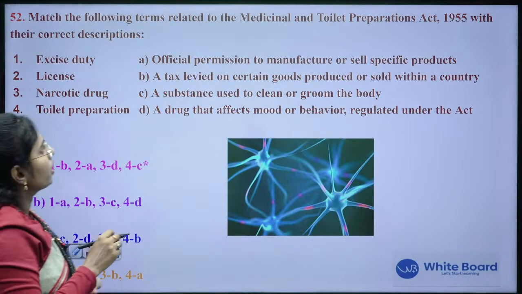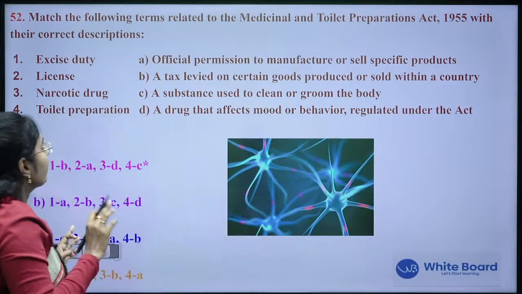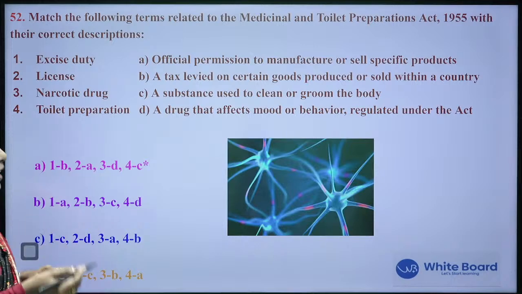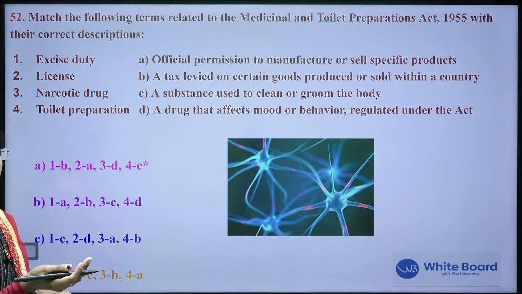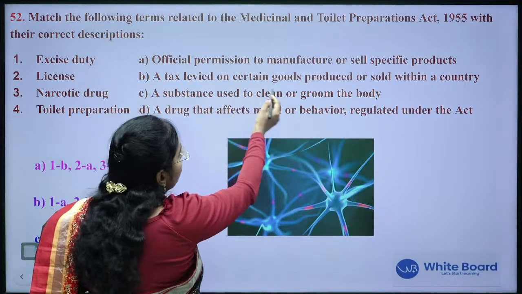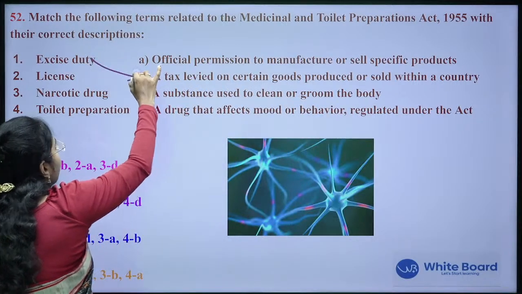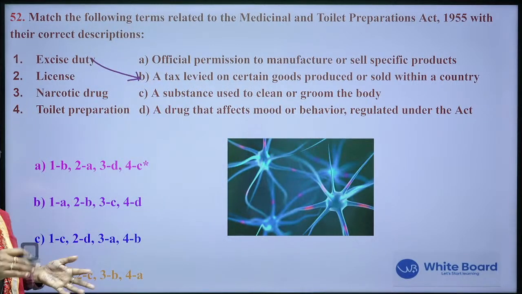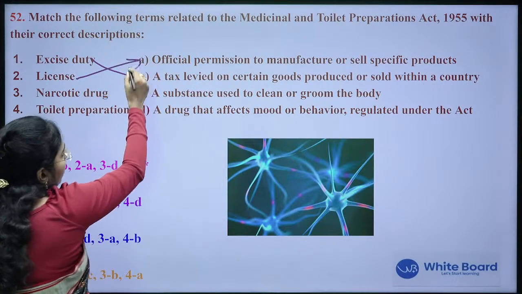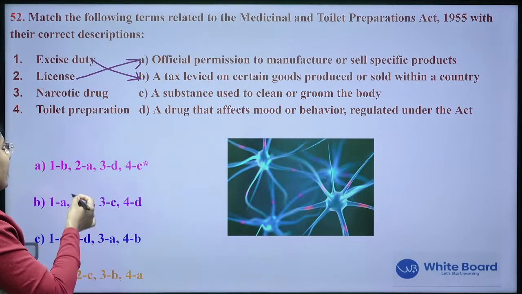Match the following terms related to the Medicinal and Toilet Preparations Act 1955 with their correct description. Okay, excise duty. What is this excise duty? It is a tax imposed on certain goods produced or sold within our own country. Next, license. What is a license? It is a permission, an official permission to manufacture or sell specific products. So that is license.